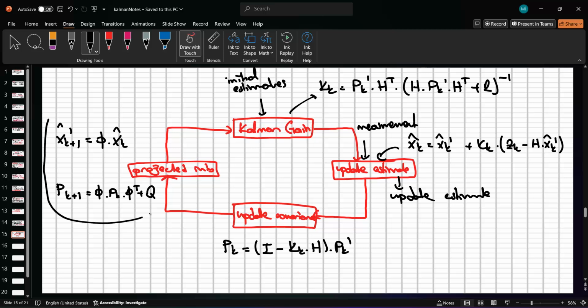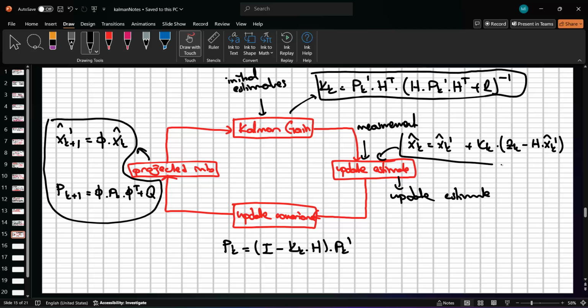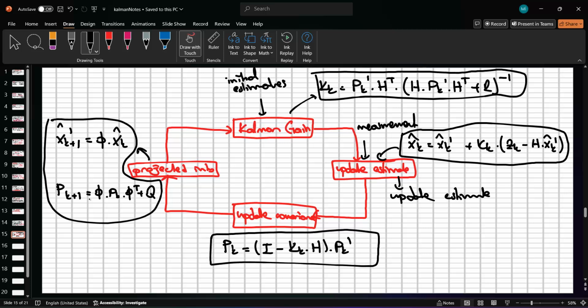And so these two formulas are projected into this one. And so the Kalman gain is updated in here. And the measurement is included into the update state in terms of the x_k values. And after that, the covariance matrix is updated in here. And so P_{k+1} is recalculated again. Okay. And so this is called the Kalman filter design in a linear system.